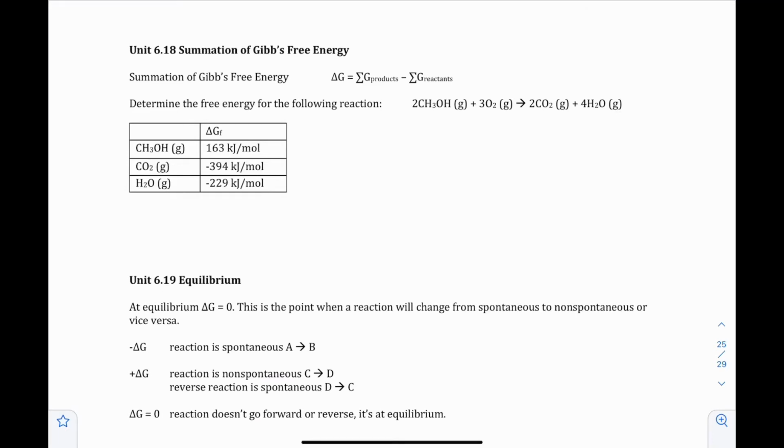We can also calculate delta G by using the same equation that we used for delta H and delta S: the sum of the products minus the sum of the reactants.